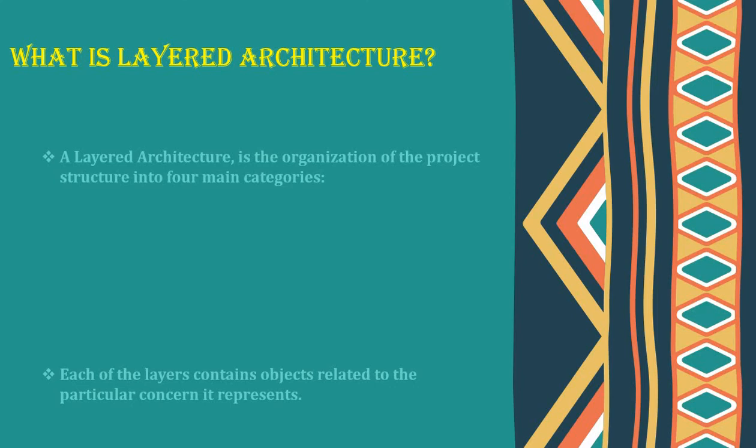What is a layered architecture? A layered architecture is the organization of the project structured into basically four categories: presentation, application, domain, and infrastructure. Each layer contains the objects which are related to the particular concern it represents.